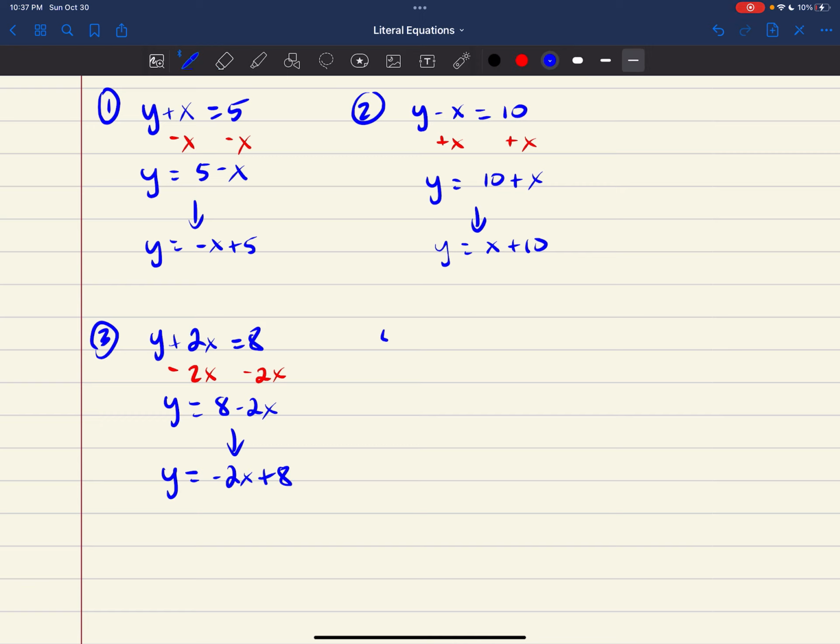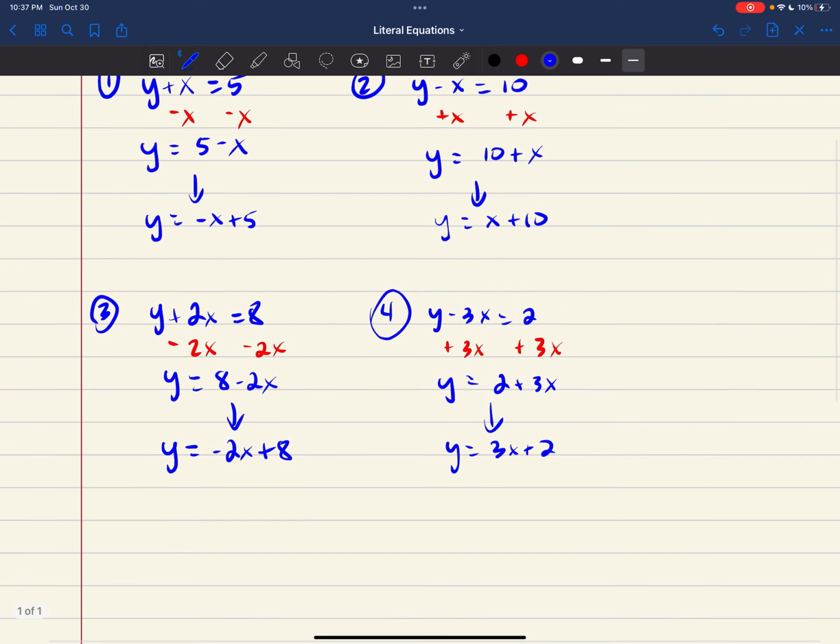Okay, the next one. Let's see, y minus 3x is equal to 2. Okay, so this is a negative, so I need to make sure I add both sides by 3x. And I'm left with y equals 2 plus 3x. Rewrite that, y equals 3x plus 2. Okay?